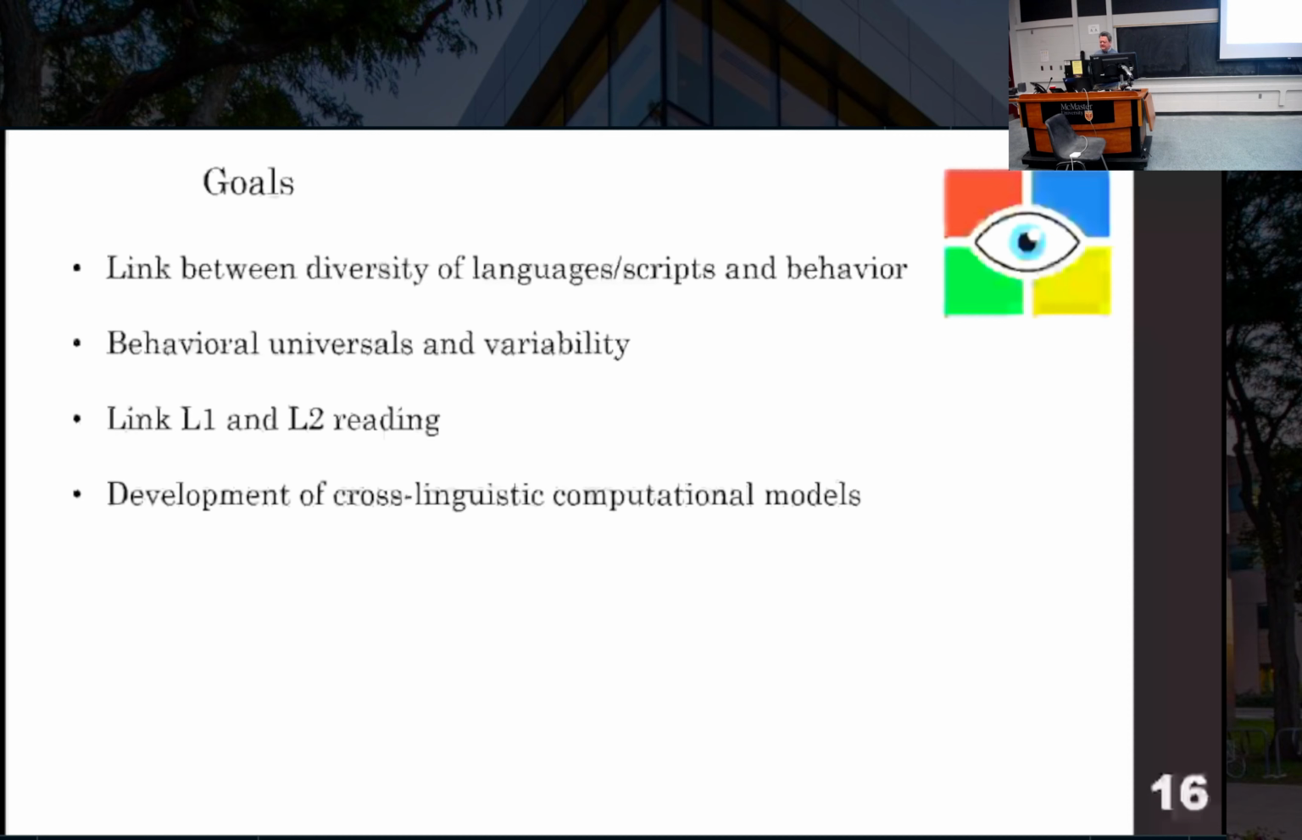So what we're trying to do with the data, besides the constant collection and cleaning and the actual publication, is this, right? First of all, we want to find links between the diversity of languages and scripts and the behavioral expressions when reading those languages. So behavioral universals and variability, that's the tug of war I've been talking about. What is the link between L1 and L2 reading? That's another big question. And another one is the development of cross-linguistic computational models of eye movement control in reading.